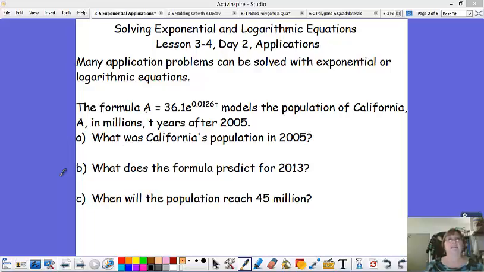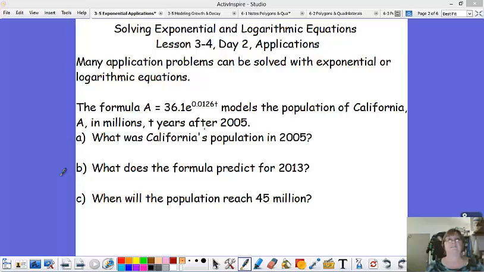The formula A, capital A, is going to model the population of California in millions of people. A is equal to 36.1 e raised to the 0.0126 t, where t is the number of years after 2005. And to help us think about this model and what its pieces really mean, I have a series of questions for you. What was California's population in 2005?